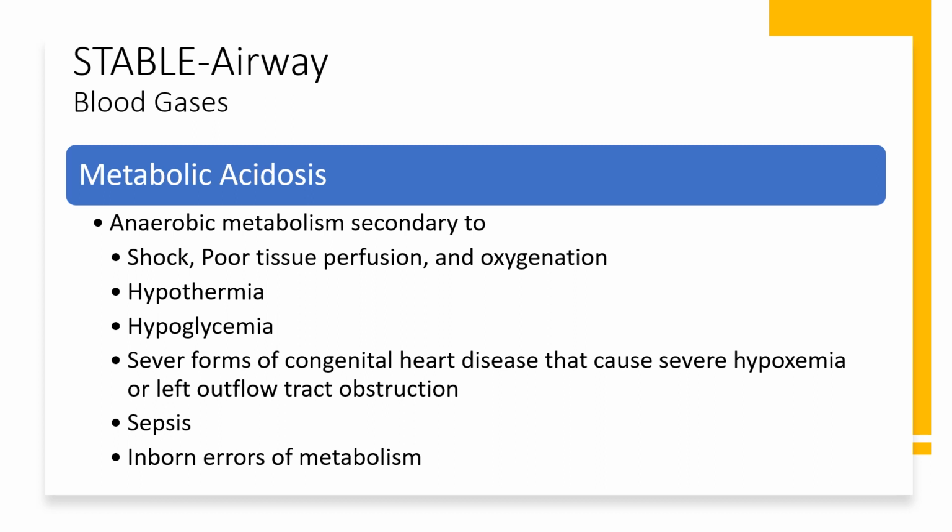Hypothermia, all the blood shunting to the core, having that same issue. Hypoglycemia, they're just trying to run off whatever they have, right? Severe forms of congenital heart disease can cause several forms, can cause severe hypoxia or left outflow tract obstruction, and sepsis, and then inborn errors of metabolism. Any of these can cause some metabolic acidosis.